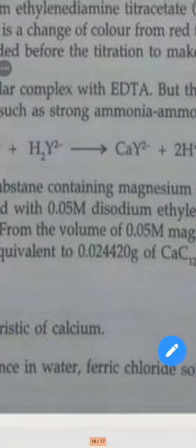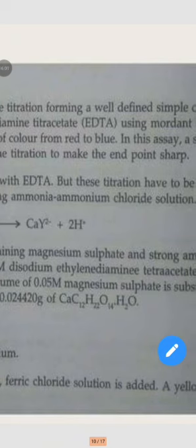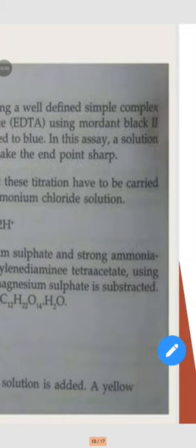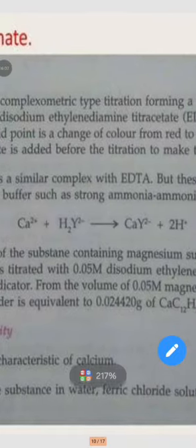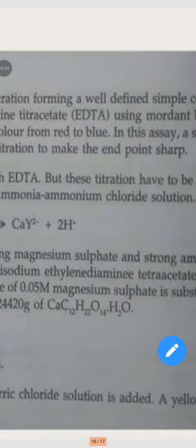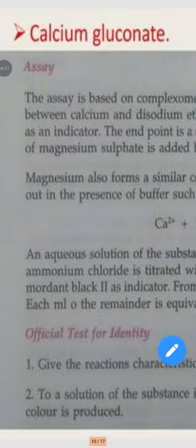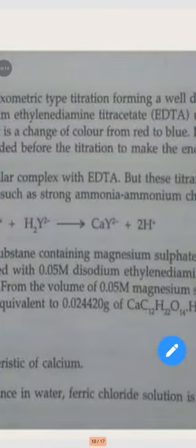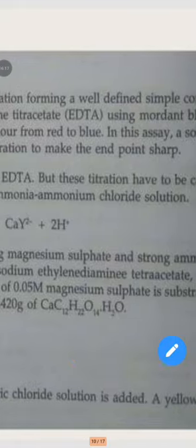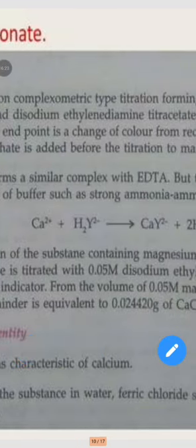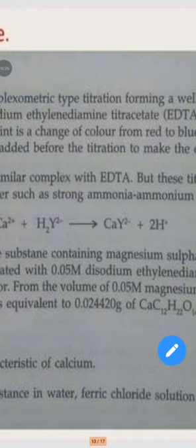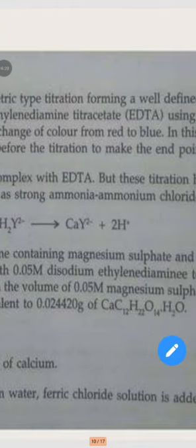An aqueous solution of the substance containing magnesium sulfate and a strong ammonium chloride buffer is titrated with 0.05 molar EDTA, using mordant black 11 as an indicator. From the volume, the volume of 0.05 molar magnesium sulfate is subtracted, then each ml of the remainder is equivalent to 0.02420 g of calcium gluconate.